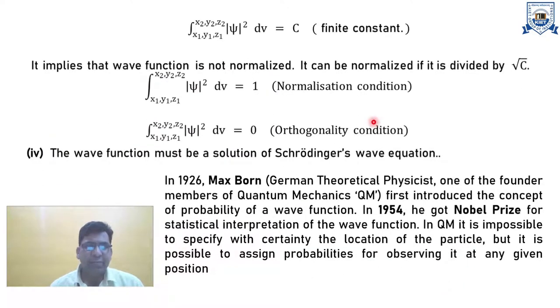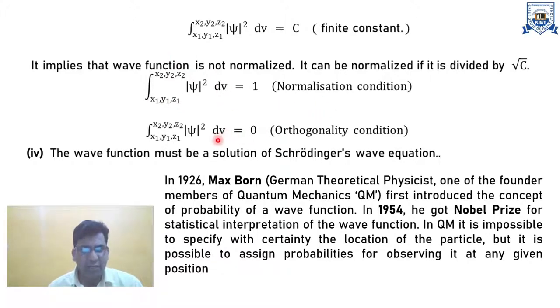Another point: the probability of finding the particle in a region x1 to x2, y1 to y2, z1 to z2, with psi square, should be finite and a proper constant value. That means the wave function is not normalized. It can be normalized if divided by the square root of c. If we consider the particle limited between 0 and 1, the integral of psi square is always 1 for the normalized condition.